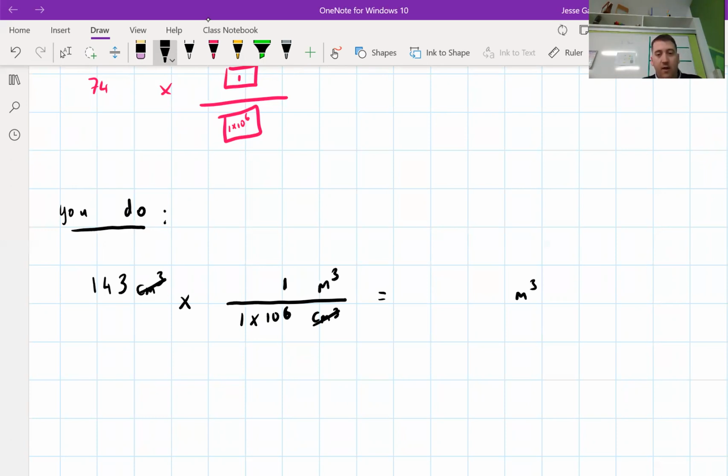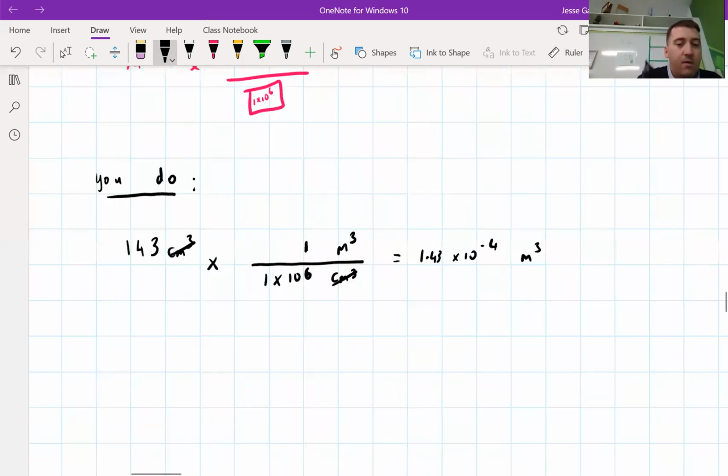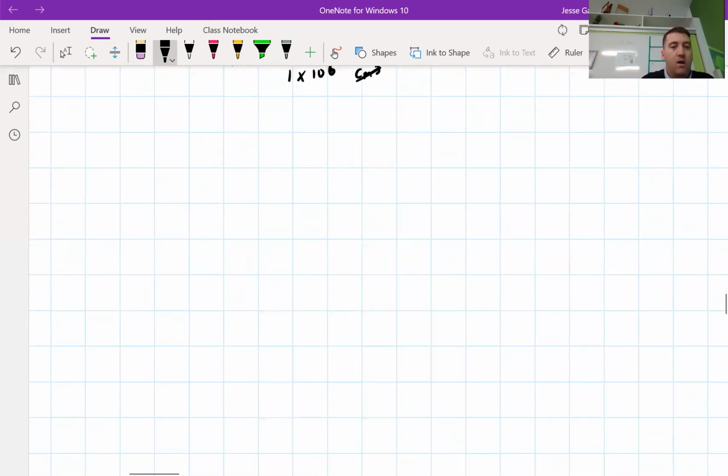Right, so what you should have got here is 1.43 times 10 to the negative 4. If you got that, well done. Okay, all right, I want to show you another problem where we can make this a little bit more complicated. What if you were given something like this?